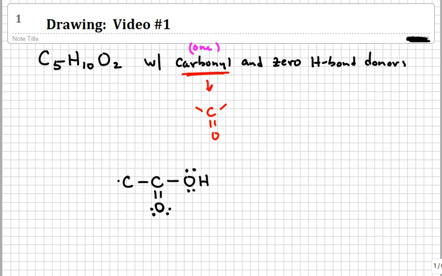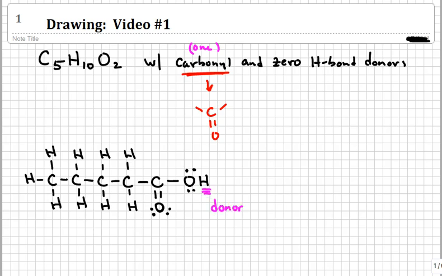So I'm going to put the remaining 4 carbons off of here. And then I'm going to fill in hydrogens and see if this meets one or more of the criteria that I have set forth. So it looks like we have 5 carbons, 10 hydrogens, 2 oxygens. So we meet the formula. It has a carbonyl, but oh no, look at this. This is a donor, a hydrogen bond donor.